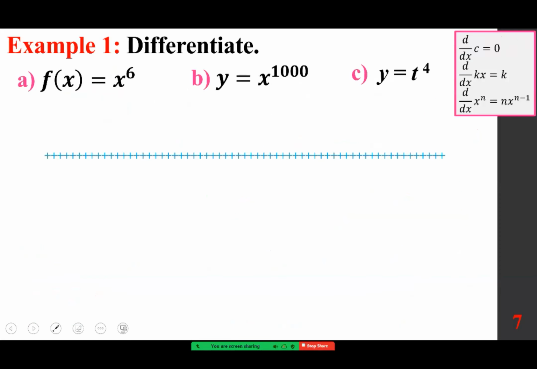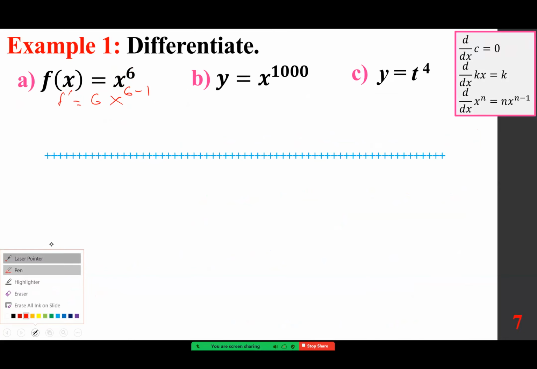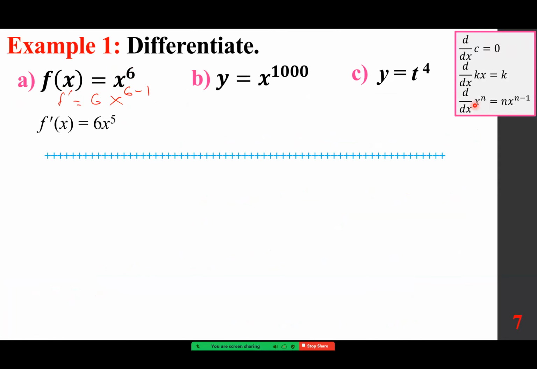For example, x to the power of 6, very simple. And I know many of you know that. Then f prime, you take the 6 and make it the coefficient, and then take the power down by 1 according to the power rule, and it becomes 6x to the power of 5. Very simple. Can anybody tell me what's the answer here?